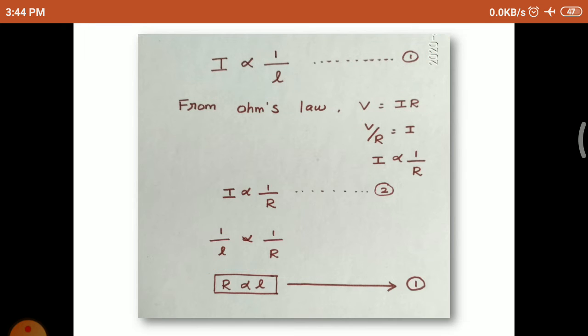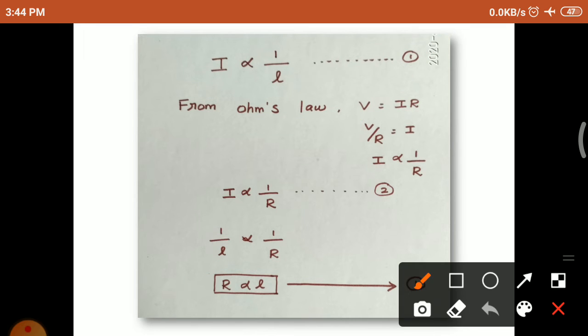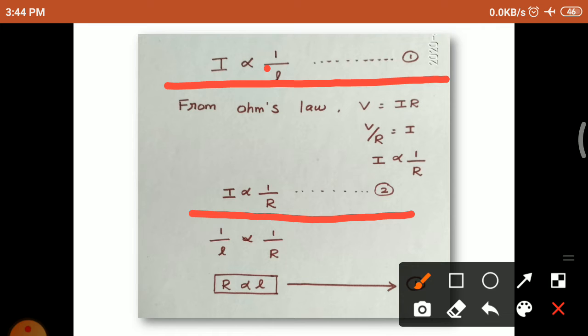Are you clear? This I get from the observation, and this relation I get from Ohm's law. When I equate the equations, from that relation, I can say that R is directly proportional to L. Here we are comparing only the resistance.